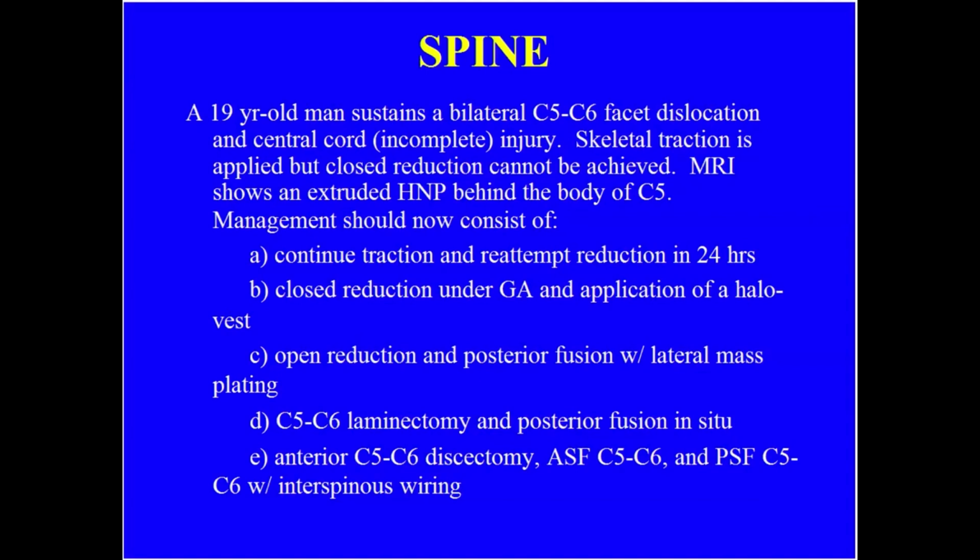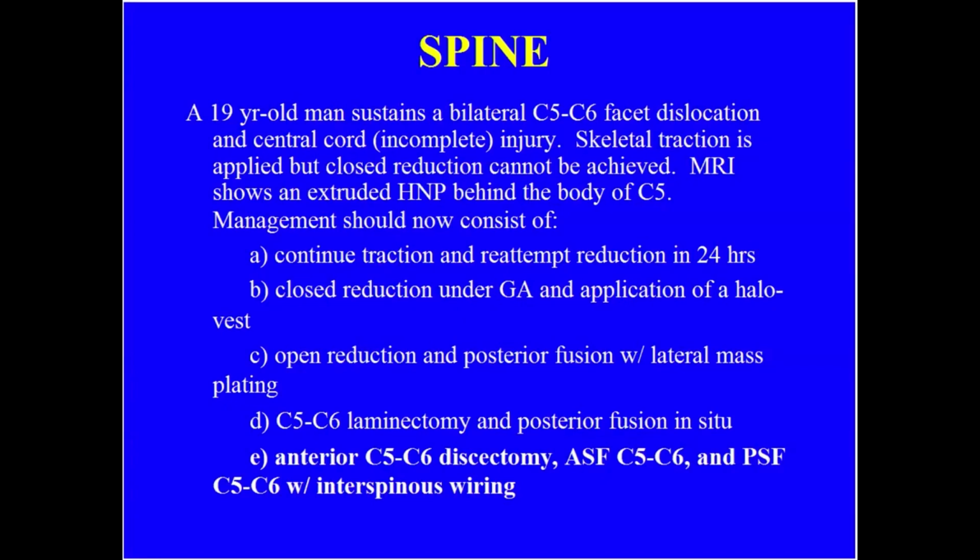A 19-year-old man sustains a bilateral C5-6 facet dislocation and central cord incomplete injury. Skeletal traction is applied, but closed reduction cannot be achieved. MRI shows an extruded HNP behind the body of C5. Management should now consist of E.